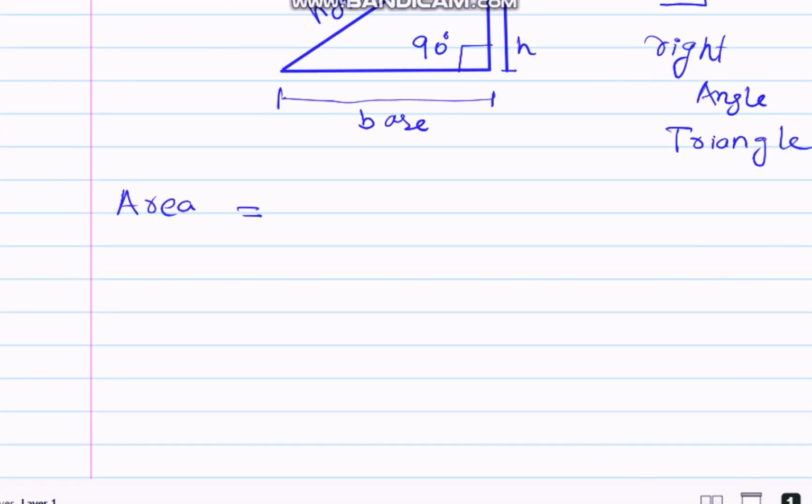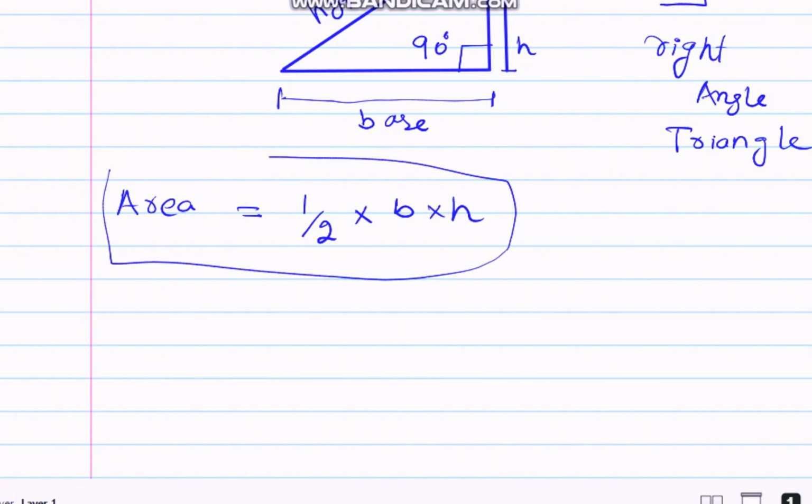Always the area will be the same formula: 1 by 2 multiplied by base length multiplied by height. So this will be the area, that's how we can calculate the area of this triangle.